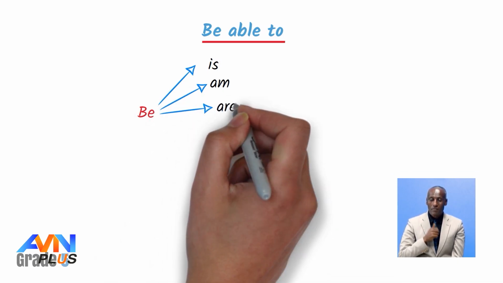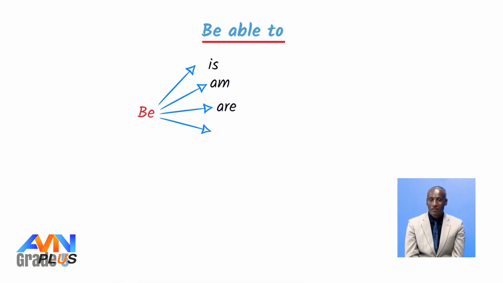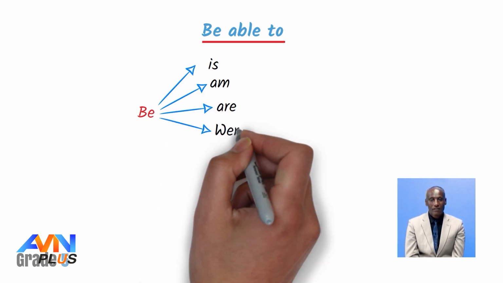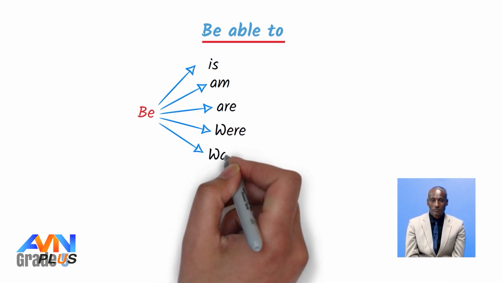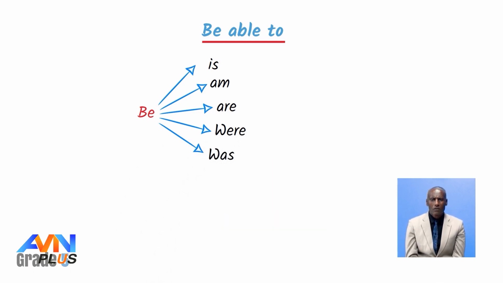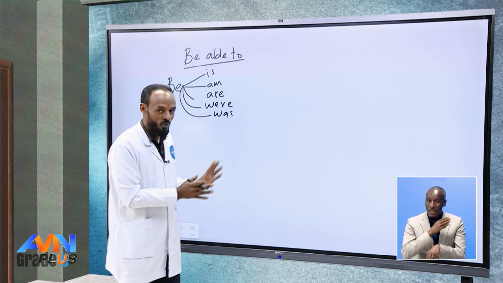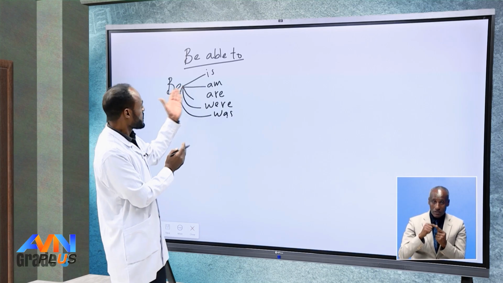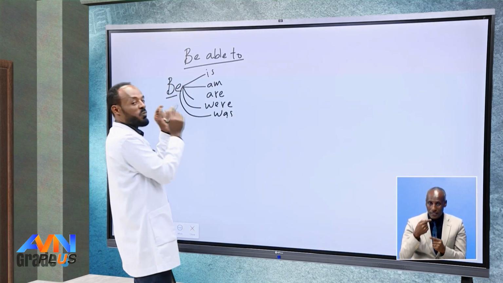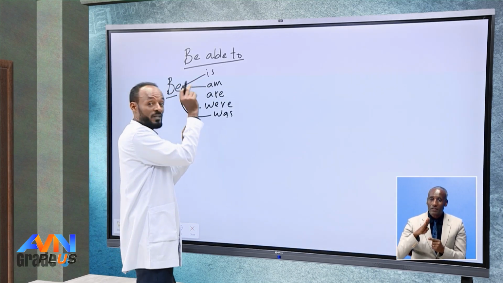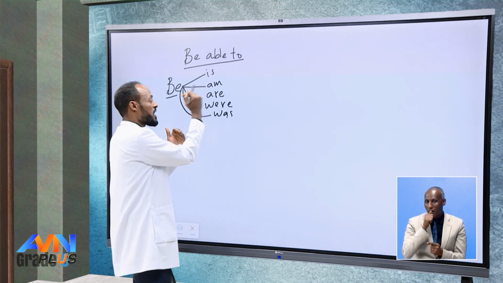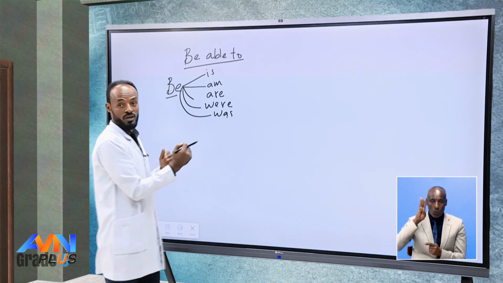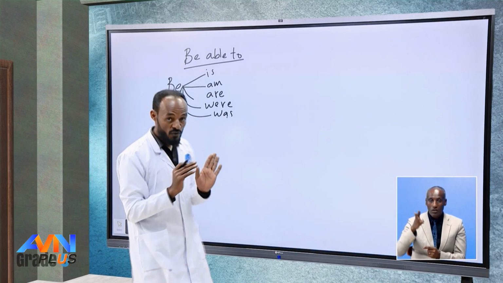Are, were, and was. Bear in mind, most of the time, this and the others, be and been also, can be. But in this context, when we say be, we mean that it depends on the subject. We mean is, are, were, or was. Don't forget.